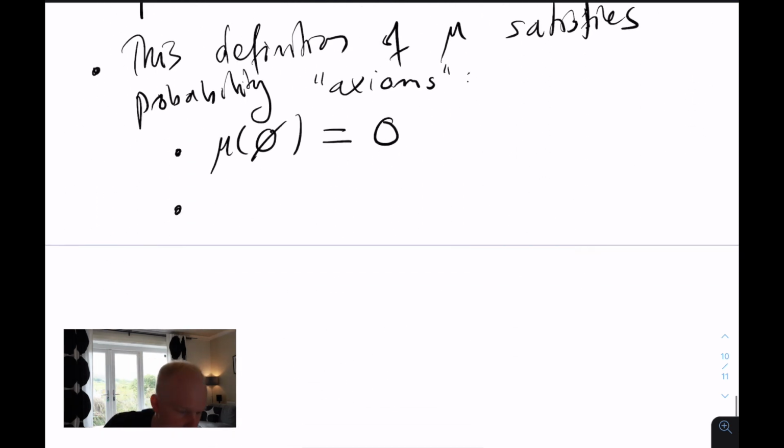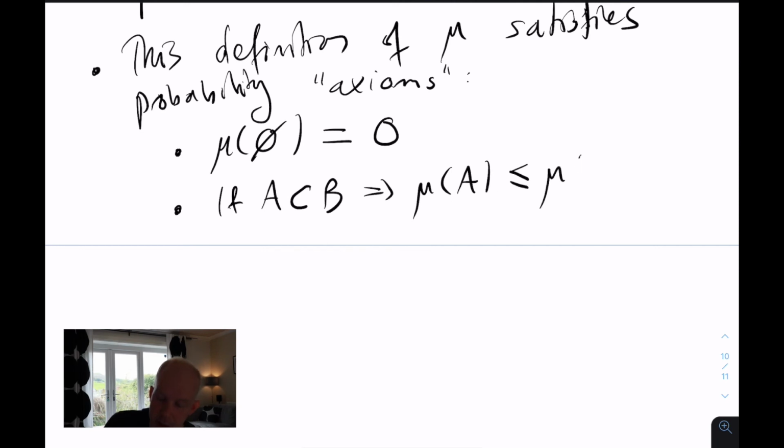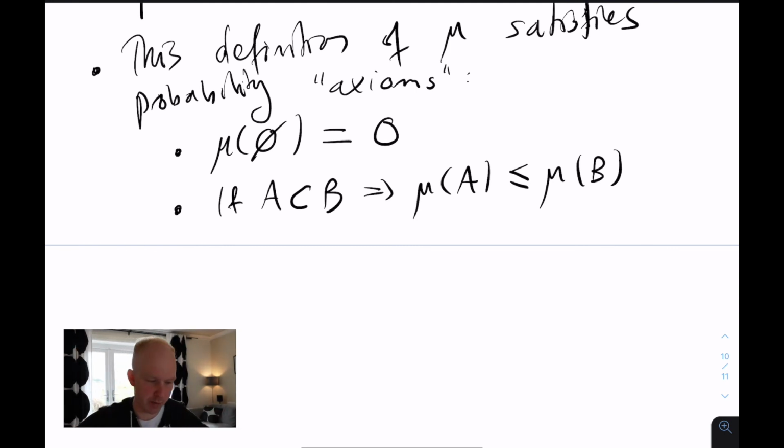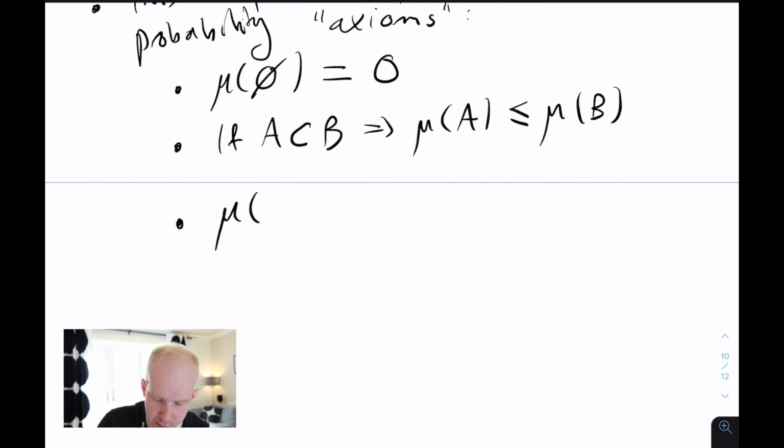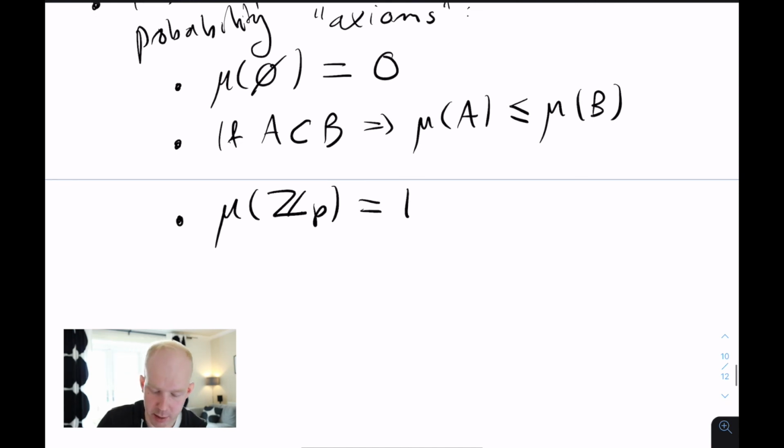And then the other thing that it satisfies is monotonicity: if A is a subset of B, then the probabilities are also increasing. So if you have an event that contains another event, the probability of the larger event will be higher. And then of course the probability of the whole space is equal to 1, that's everything happening at the same time.